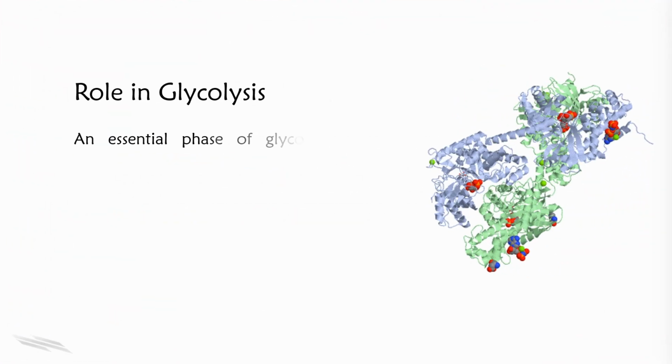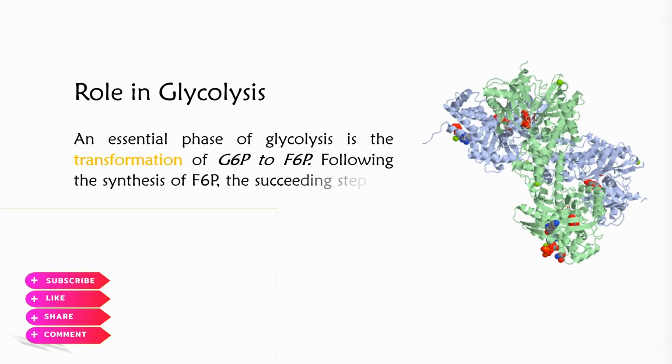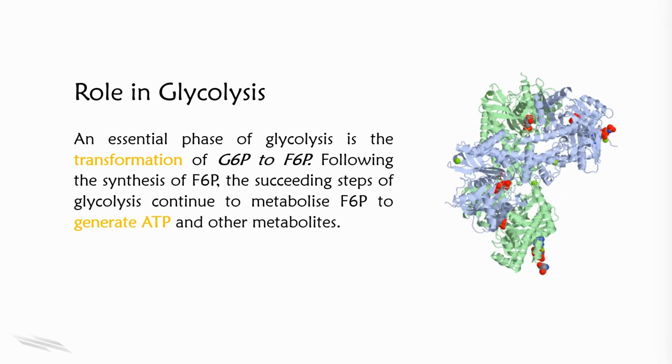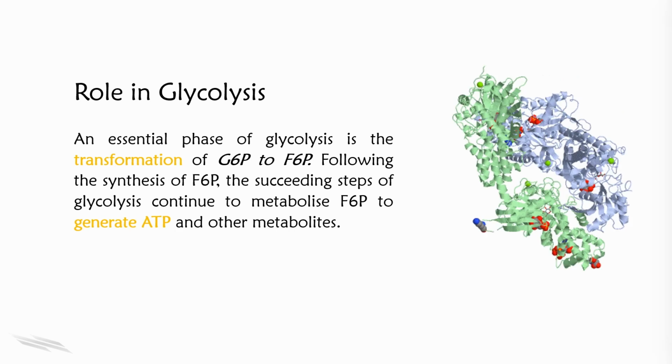Role in glycolysis. An essential phase of glycolysis is the transformation of G6P to F6P. Following the synthesis of F6P, the succeeding steps of glycolysis continue to metabolize F6P to generate ATP and other metabolites.